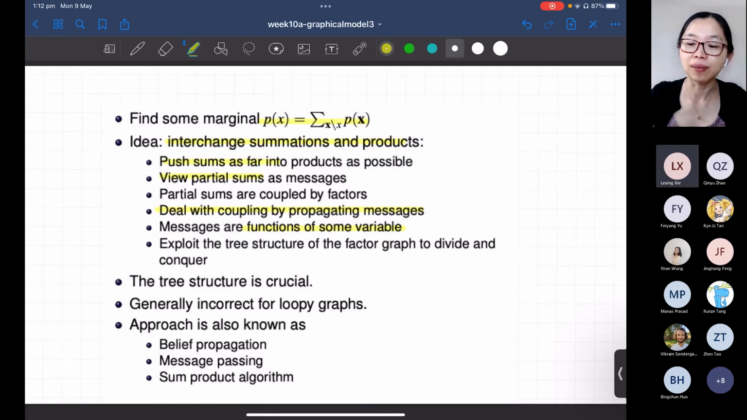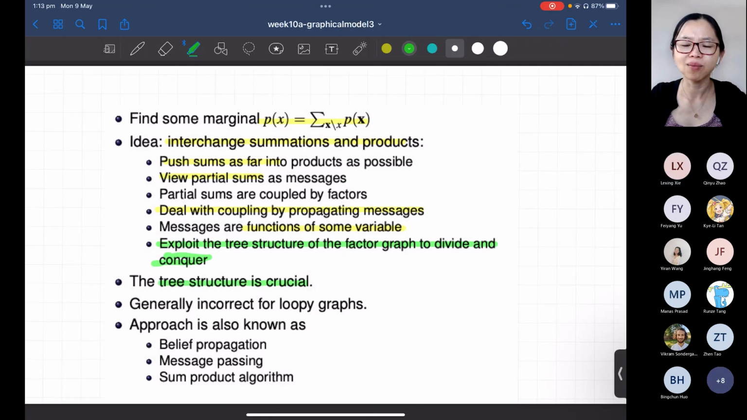So, why are we working with factor graphs? We exploit the tree structure of the factor graph to divide and conquer. So the tree structure helps us to see which sum we can push as far as possible and how far we can push it. So the tree structure is crucial.